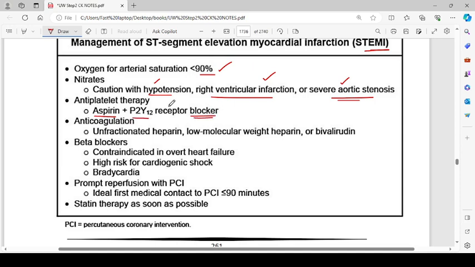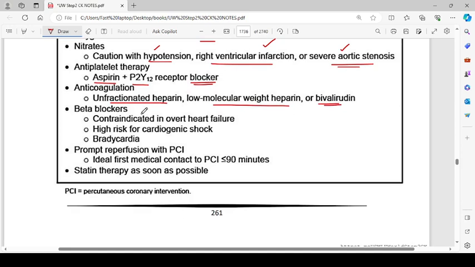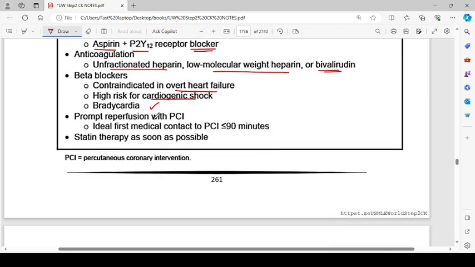Antiplatelet therapy includes aspirin and a P2Y12 receptor blocker. One example is cilostazol, and ticagrelor is another example, so we can give any of them. Then anticoagulation: unfractionated heparin, low molecular weight heparin, or bivalirudin. Beta blockers are contraindicated in overt heart failure, high risk of cardiogenic shock, and bradycardia. Prompt reperfusion with a percutaneous coronary intervention.